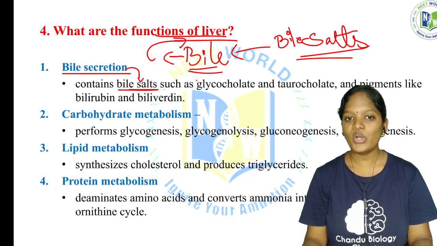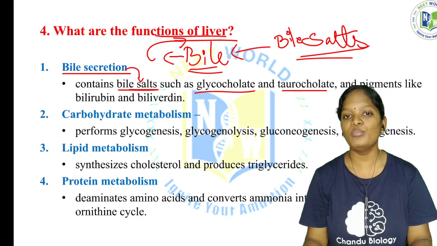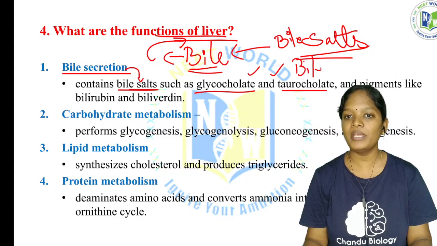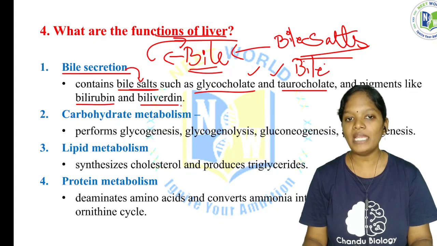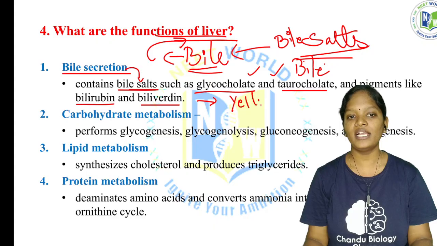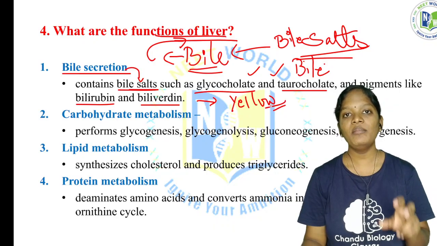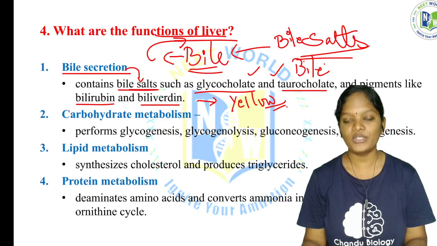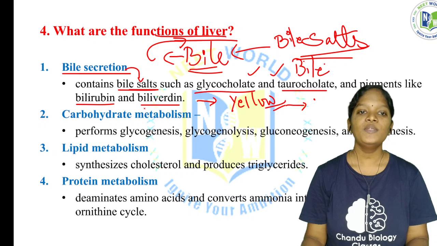In the bile salts, what is present? Glycocholate, taurocholate, very important. These are called bile salts, and another thing is the bile pigments. Both are present in the bile only. The pigments are bilirubin and biliverdin, which give a yellow color. Bile pigment definitely needs a color, and this pigment has a yellow color. That is why human excretory matter looks like this color. So this is an important thing.